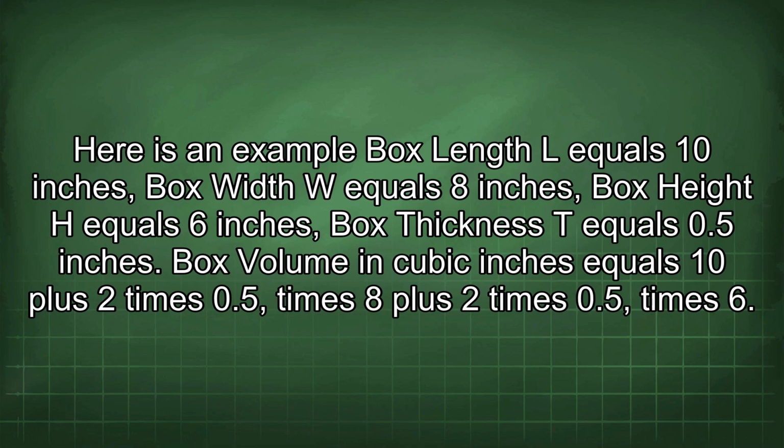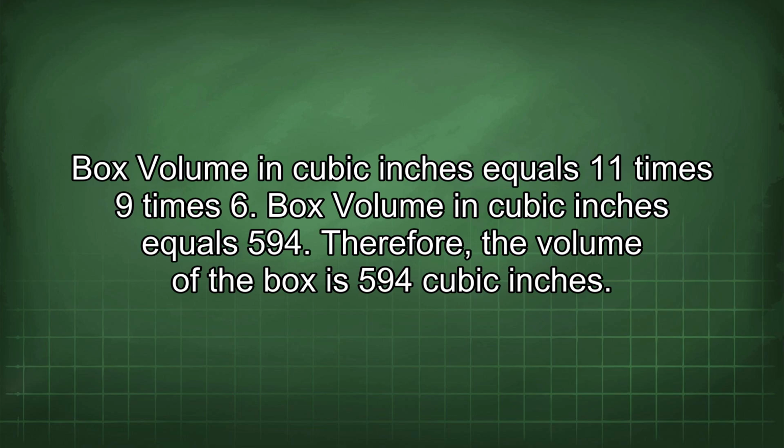Here is an example: box length L equals 10 inches, box width W equals 8 inches, box height H equals 6 inches, box thickness T equals 0.5 inches. Box volume in cubic inches equals (10 plus 2 times 0.5) times (8 plus 2 times 0.5) times (6 plus 2 times 0.5). Box volume equals 11 times 9 times 6, which equals 594. Therefore, the volume of the box is 594 cubic inches.